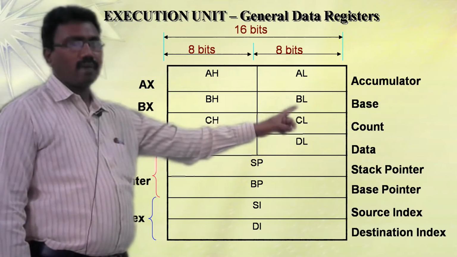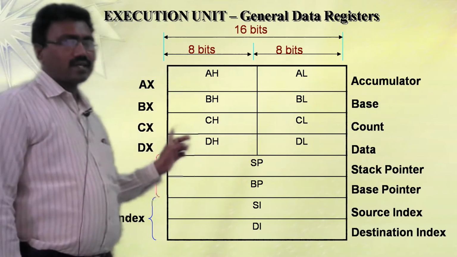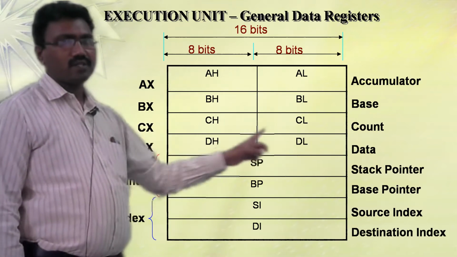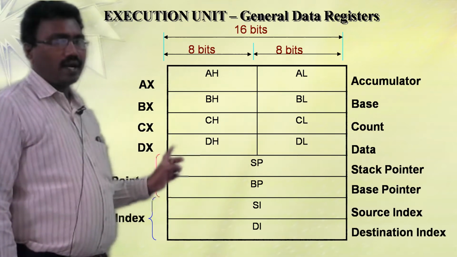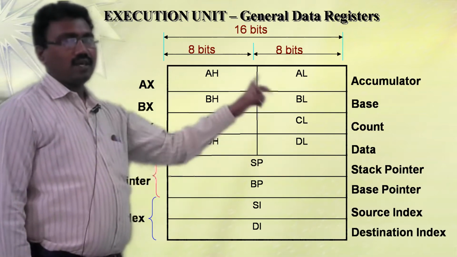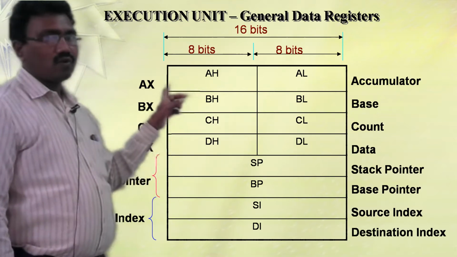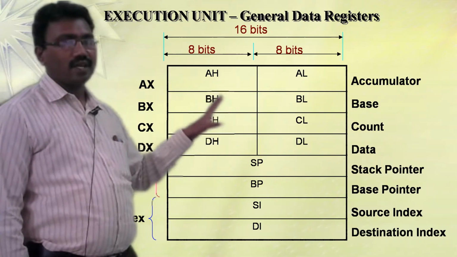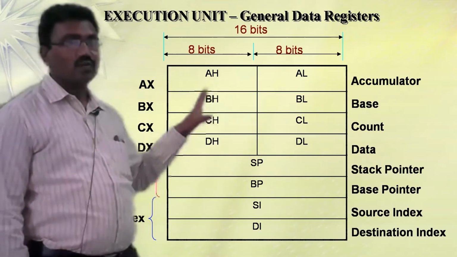L indicates the lower byte, H indicates the higher byte. CX is the counter register, with CL and CH. These two are 8-bit registers. DX is the data register, with DL and DH, 8-bit registers. So there are four 16-bit registers. These are the general purpose registers in 8086 to store temporary data during processing.